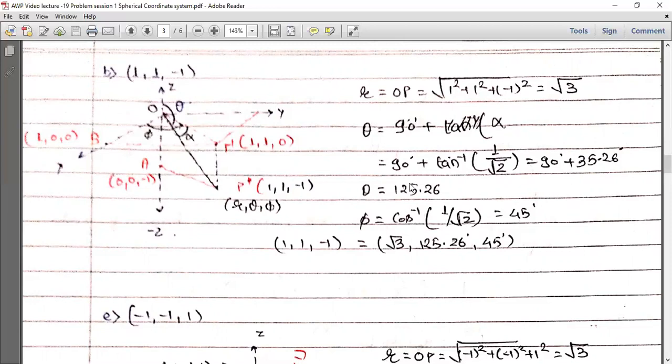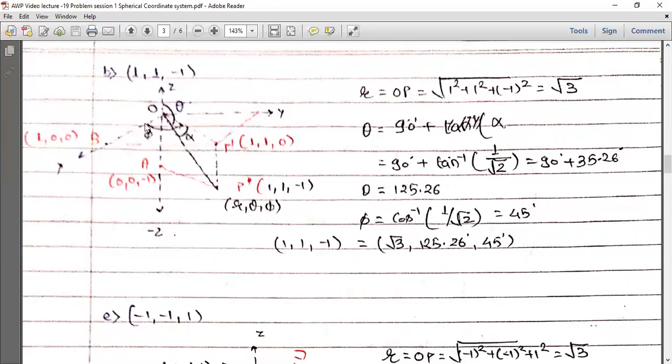Now for the third coordinate, we have to find the angle phi. As you can see here, for finding theta, we had already found the projection of point P on the xy plane, that is P dash. And how to find the projection of point P on a coordinate plane? If you are finding the projection on the xy plane, keep the x and y coordinates the same as the point P and make the third coordinate 0.